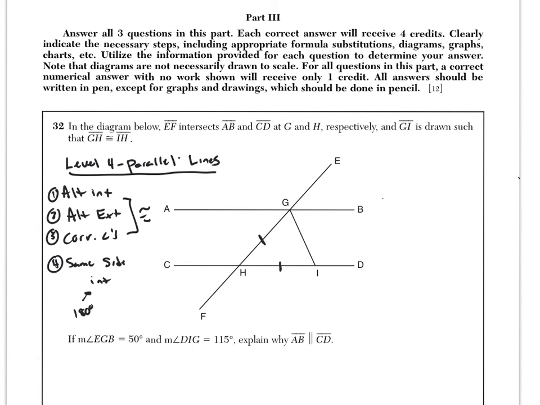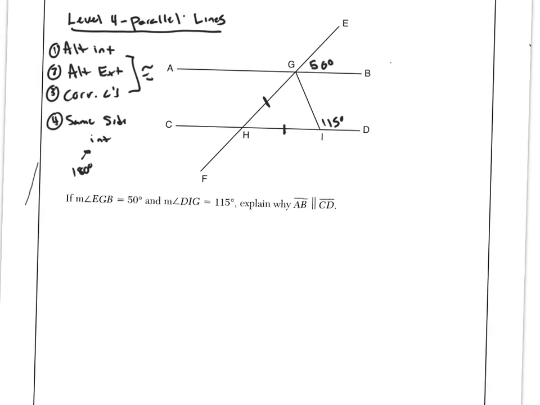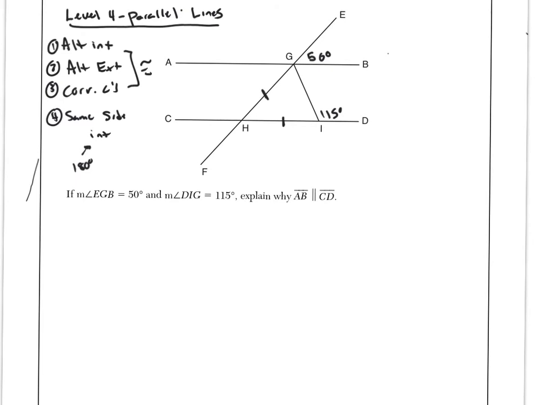So we have a nice little isosceles triangle here, GHI. It also tells you that EGB is 50 degrees and DIG is 115. And let me show you how you can take care of this proof pretty straightforward. All right? So we're going to make a little chart here because it tells us to explain. So we want to explain everything that we do. All right? And we're going to put the angle name, the measure, and the reason for each angle we fill out.